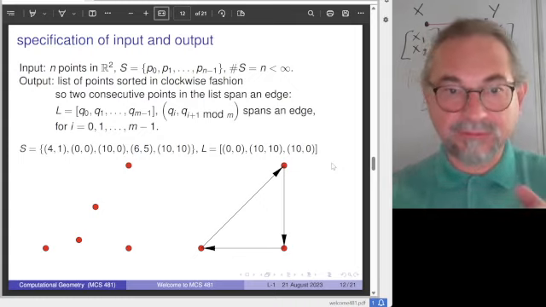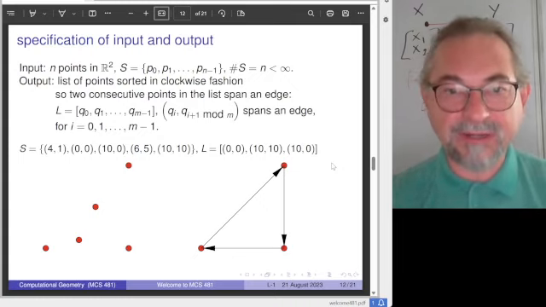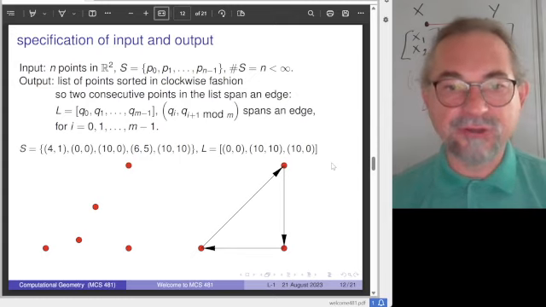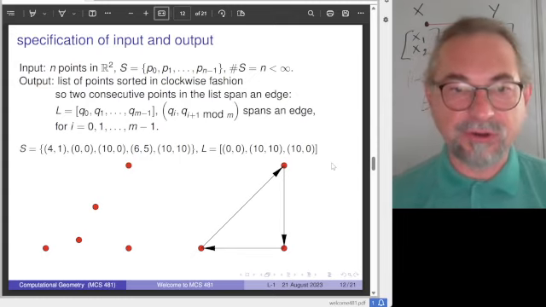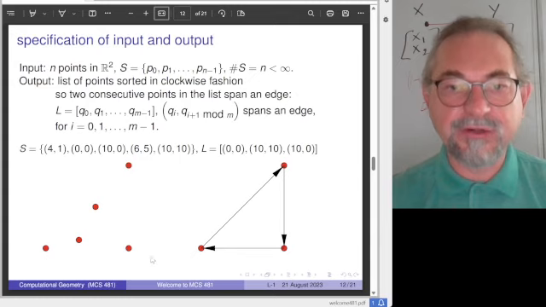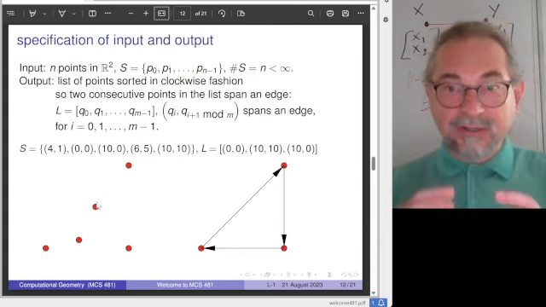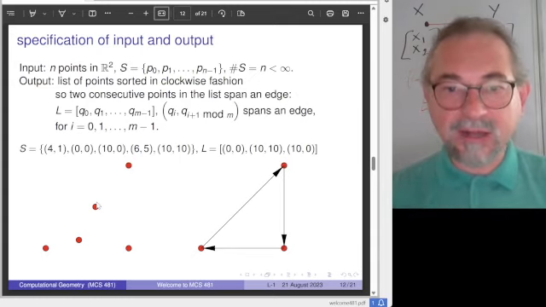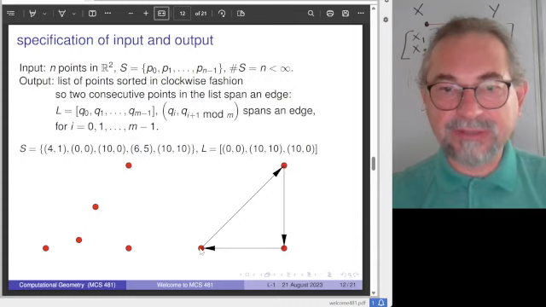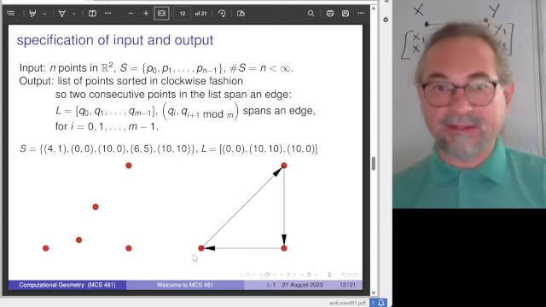So we have the algebraic coordinates, but then we have the geometric picture. So I picked a triangle. So the origin is over here, 0, 0, 10, 0, 10, 10. And then there are two internal points, 4, 1 and 6, 5. They are in the strict interior of the triangle. And the output consists of the points 0, 0, 10, 10, 10, 0, and then actually you can go back.